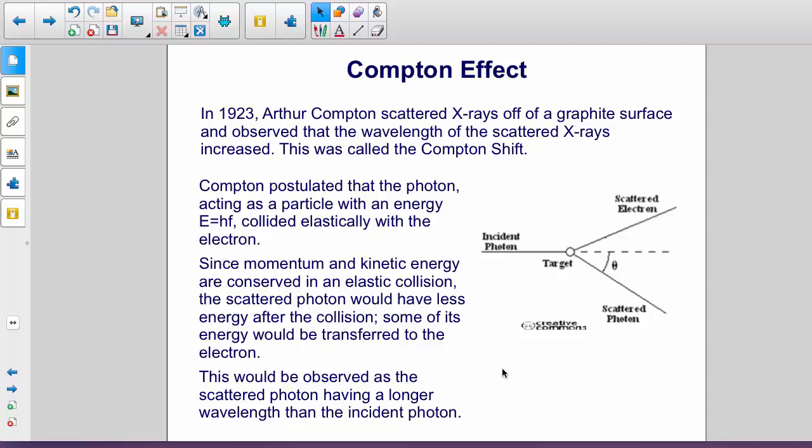Compton postulated that the photon, acting as a particle with an energy E equals hf, collided elastically with an electron. Since momentum and kinetic energy are conserved in an elastic collision, the scattered photon would have less energy after the collision, some of that energy having been transferred to the electron. This would be observed as the scattered photon having a longer wavelength than the incident photon.